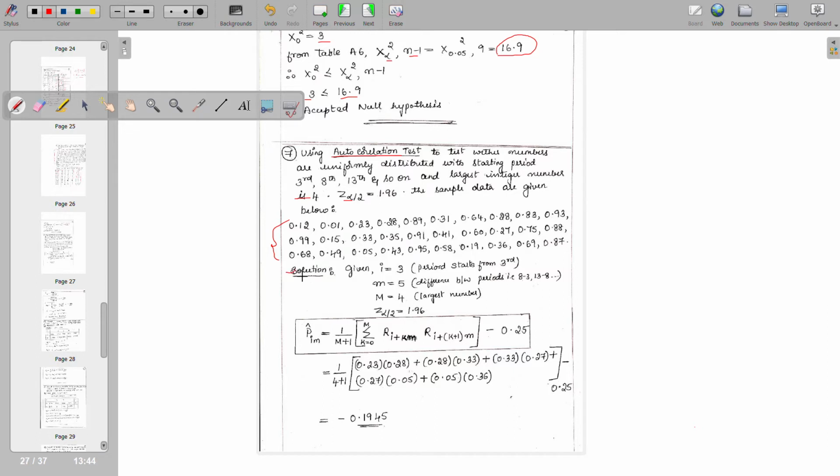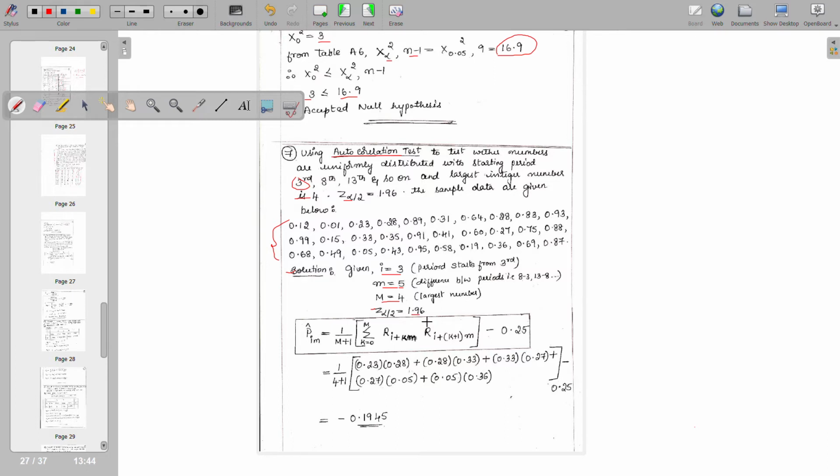First find the data. The i value we got is 3, because we start from the interval 3. The small m is equal to 5, which is the difference between the first number, the second number, the third number, and so on. So the difference between the first and second number is 5, that is small m, and the largest integer M is given as 4. The critical value Z alpha by 2 is 1.96.